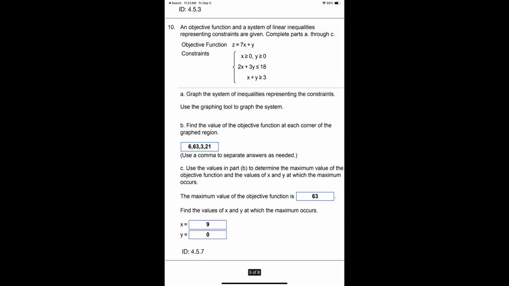iPad. Okay, so I'm just gonna show you the question. Now, unfortunately, I already have the answers typed in, so just ignore the answers. Okay, so this is question example number 10. Ready? So can you see that well enough?